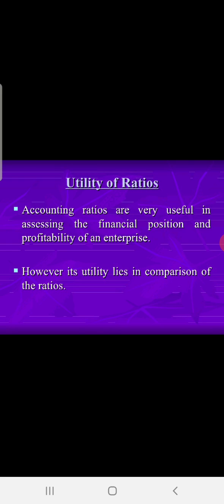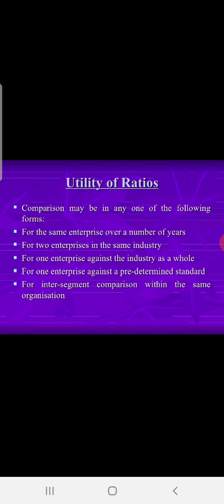In the next slide we studied the utility of ratios: how they are useful, and what the want-satisfying power of a particular ratio is. The accounting ratio is very useful for assessing the financial position and profitability of an enterprise. However, its utility lies in the comparison of a ratio. The comparison may take one of the following forms: for the same enterprise over a number of years, for two enterprises in the same industry, for one enterprise against the industry as a whole, for one enterprise against predetermined standards, and for inter-segment comparison within the same organization.